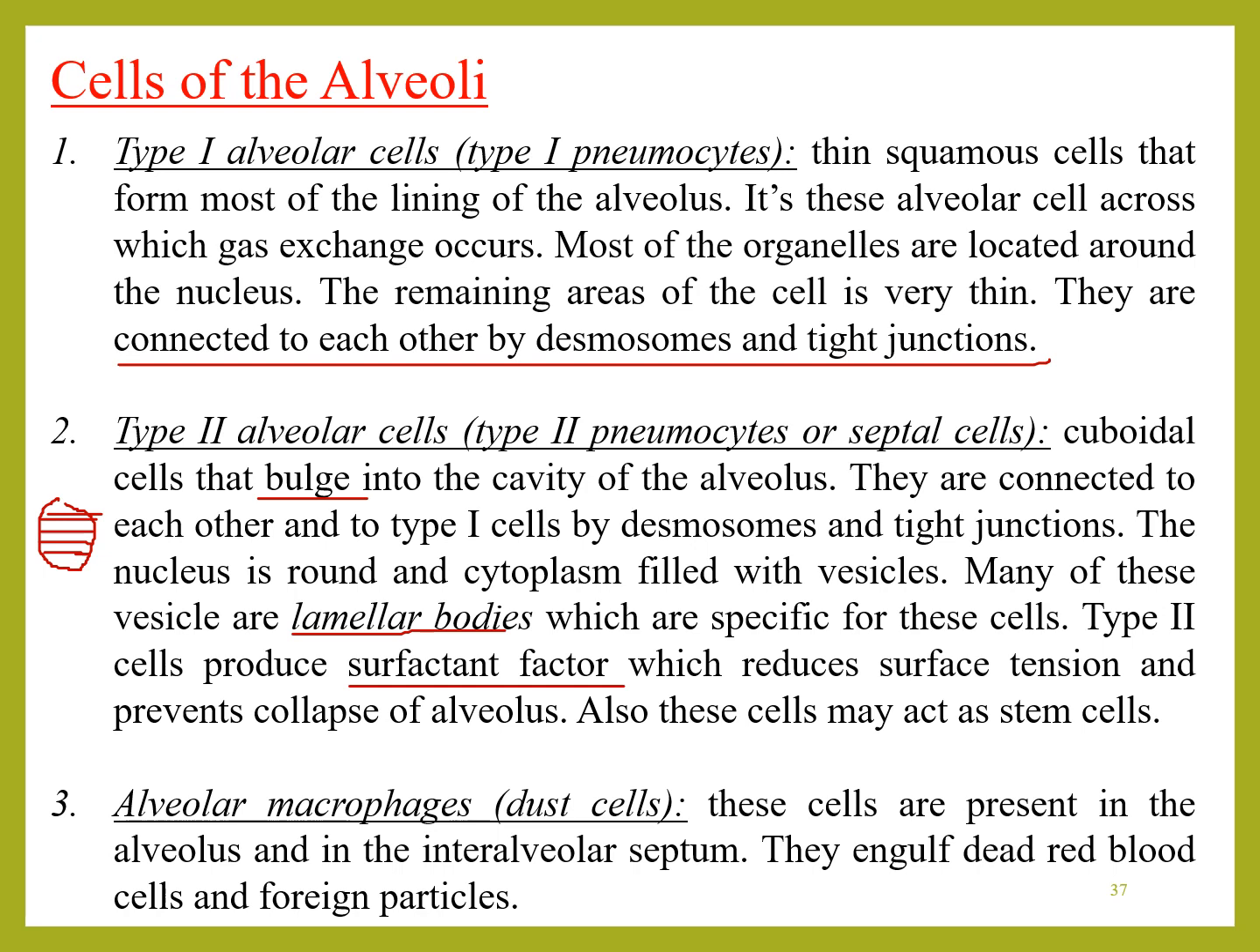So the type 2 cells, the type 2 pneumocytes or septal cells, are similar to Clara cells in both shape and function. Alveolar macrophages, also called dust cells, are present in the alveoli and in the interalveolar septum, as we have said earlier. They are macrophages, so they phagocytose: they engulf foreign particles, they engulf microorganisms, and they engulf dead red cells.